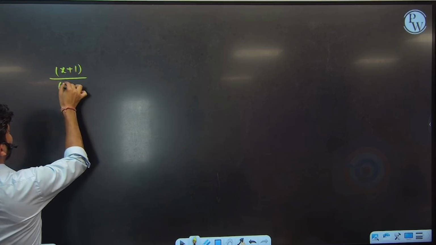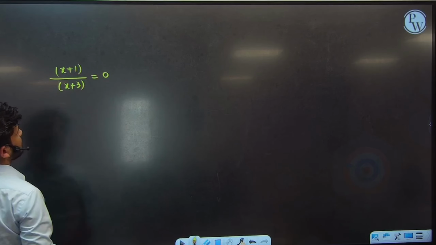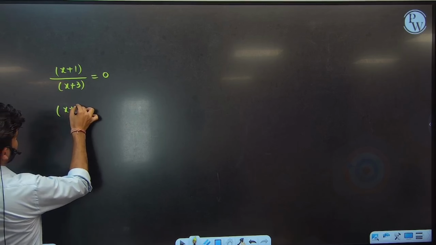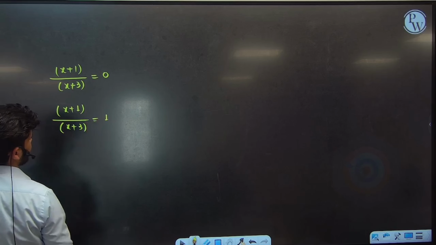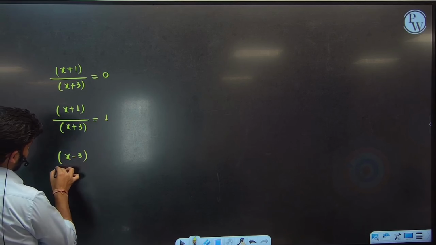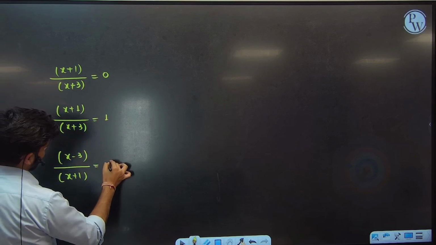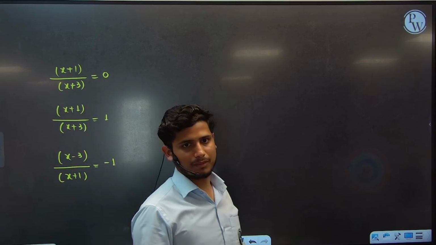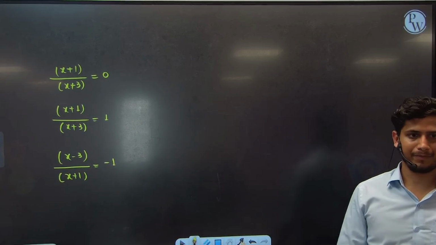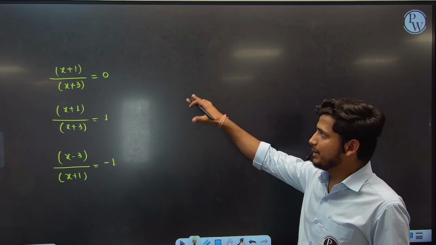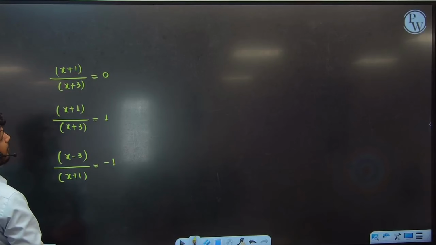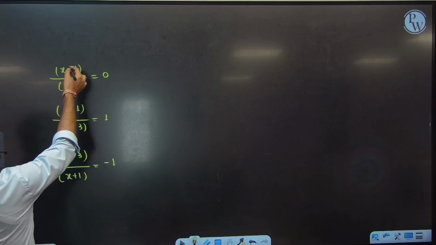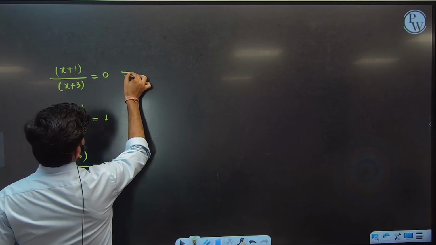x plus 1 upon x plus 3 is equal to 0. x plus 1 upon x plus 3 is equal to 1, and x minus 3 upon x plus 1 is equal to minus 1. We want to solve this fraction part, rational number type. So we want to solve these rational terms, rational polynomials also. So x plus 1 upon x plus 3. Now solve.